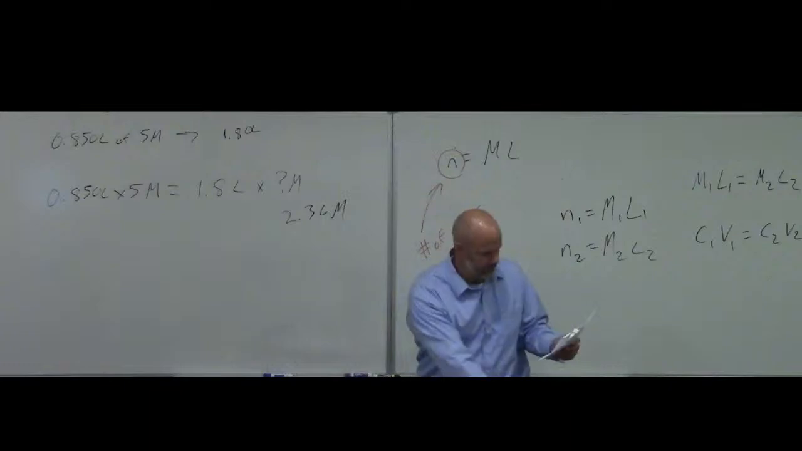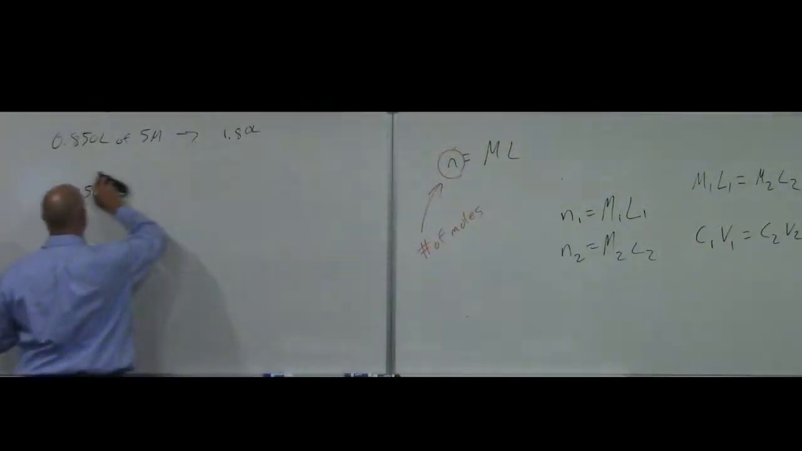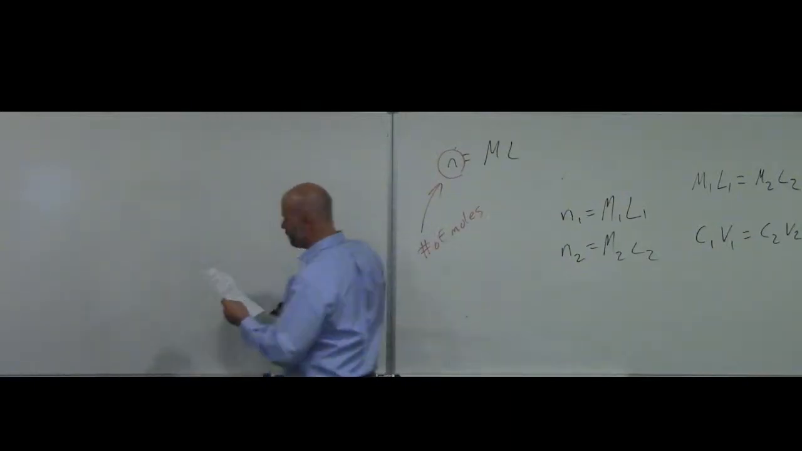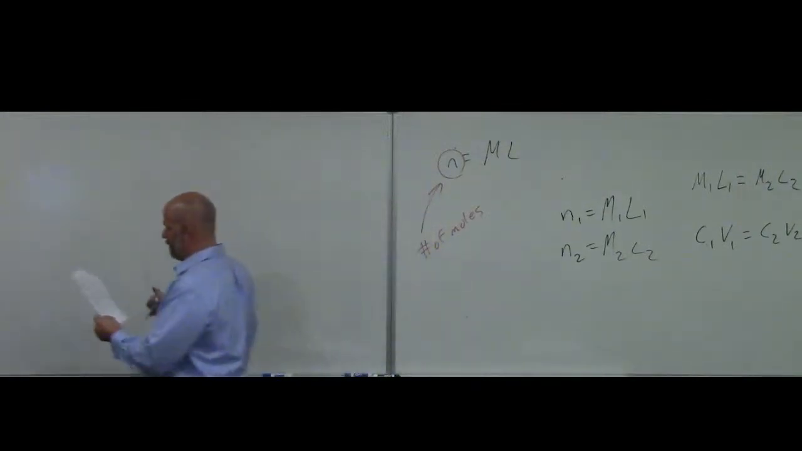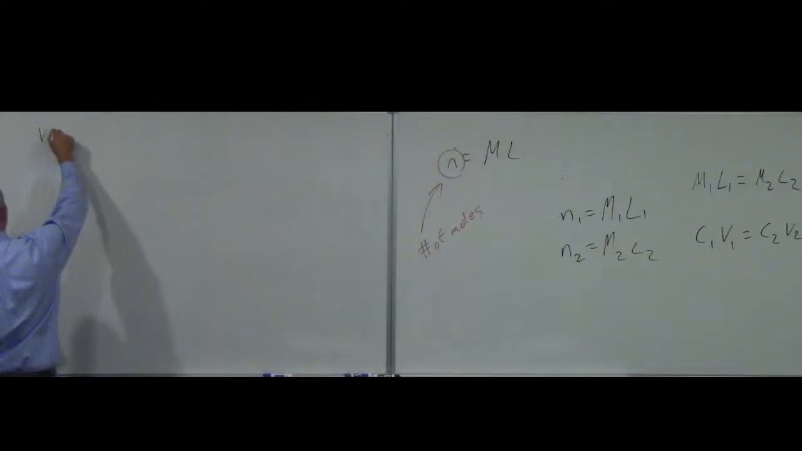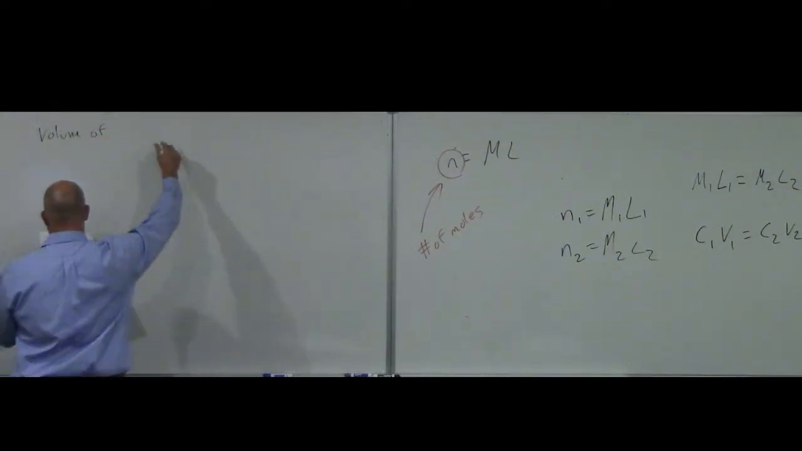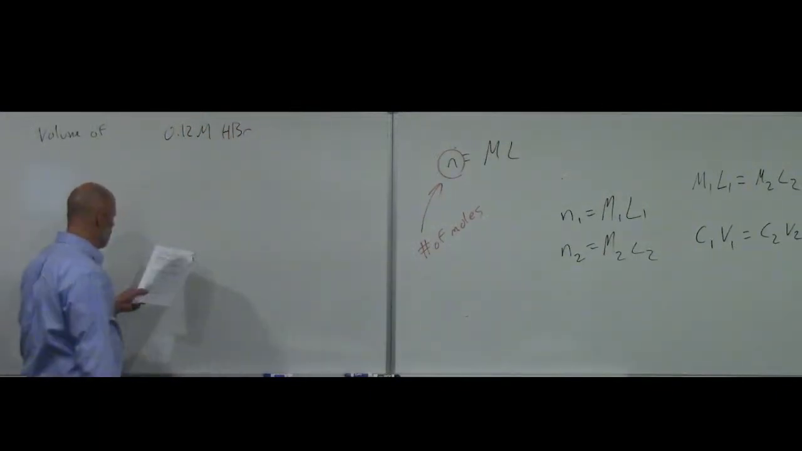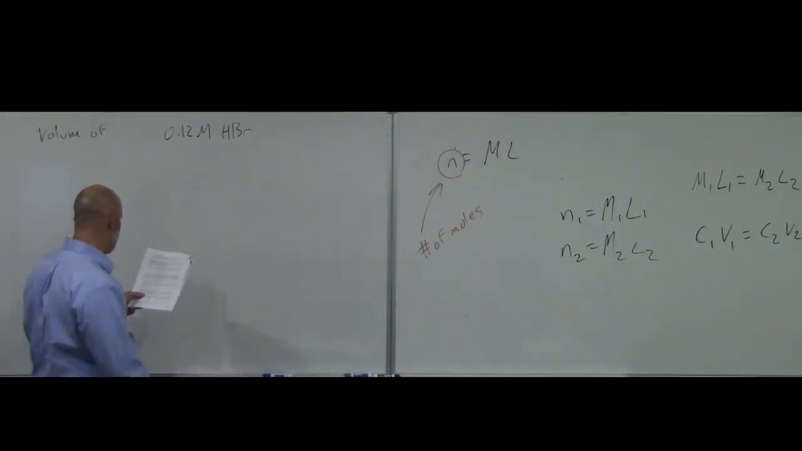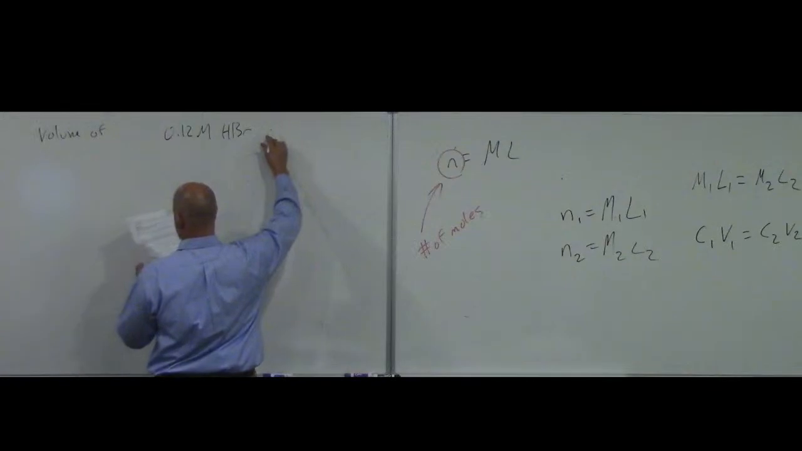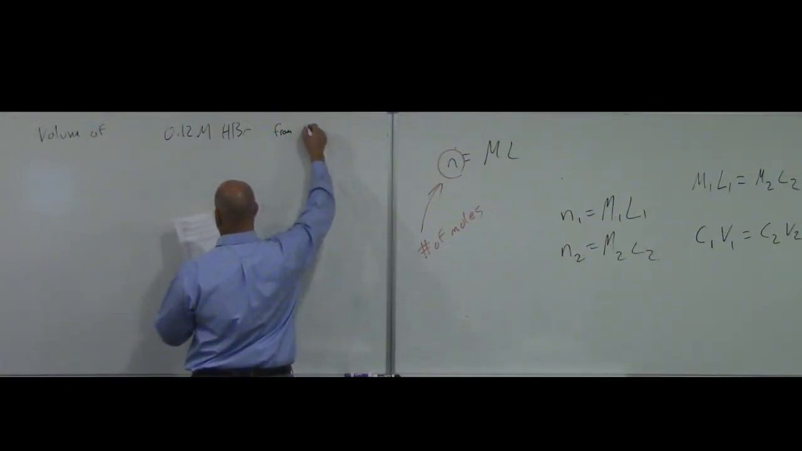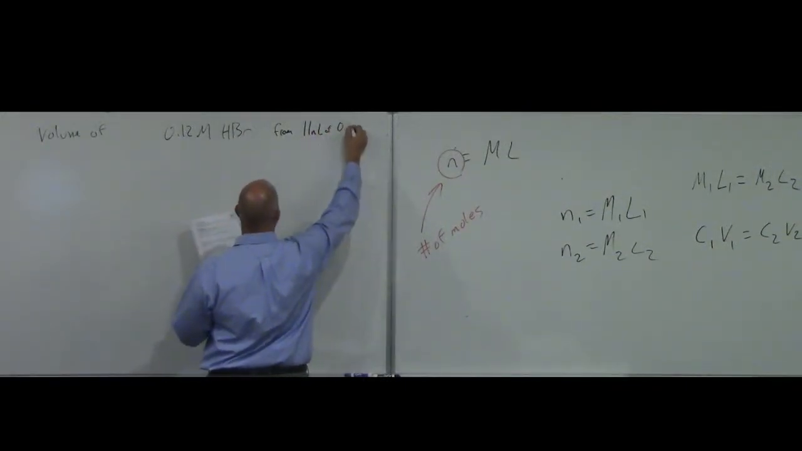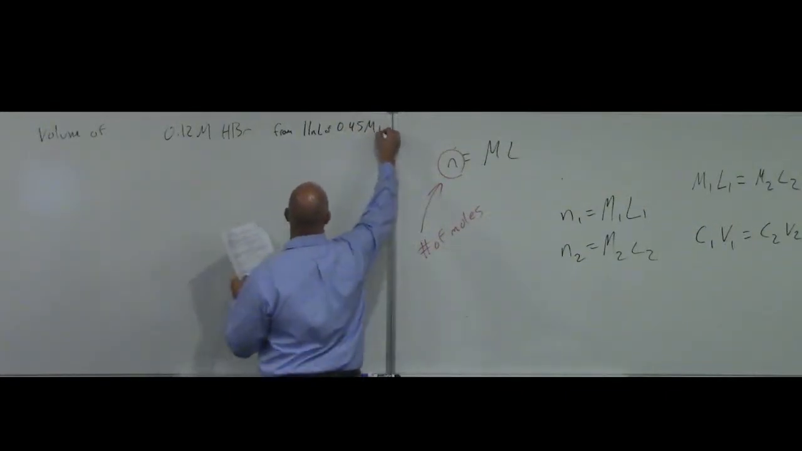Volume of a diluted solution. What volume of, we're trying to find the volume. 0.12 molar HBr solution, hydrogen bromide, can be prepared from 11 mLs of 0.45 molar HBr.